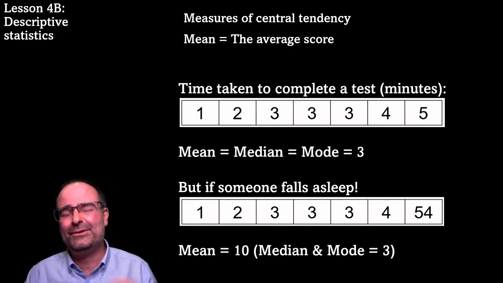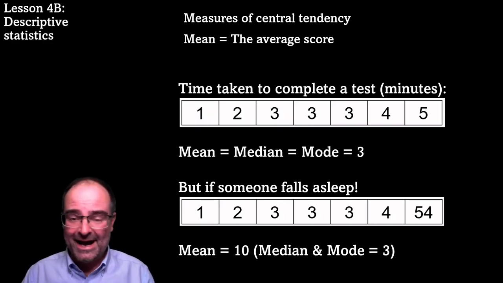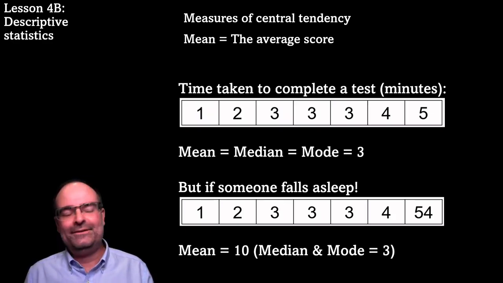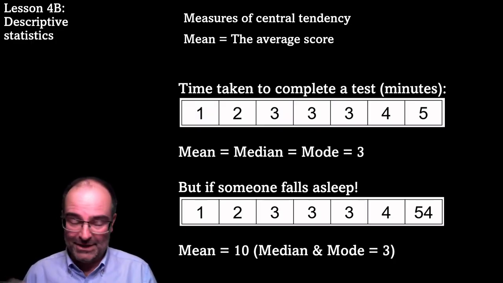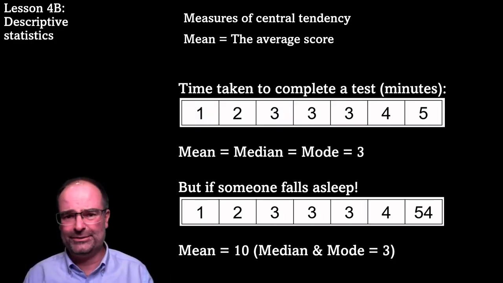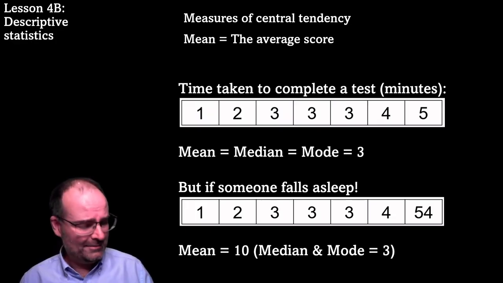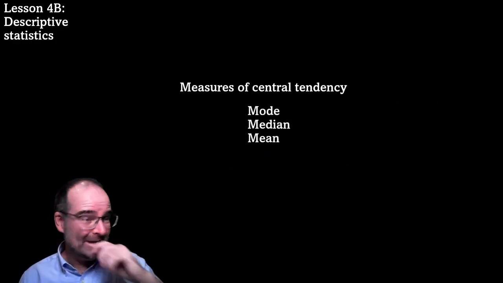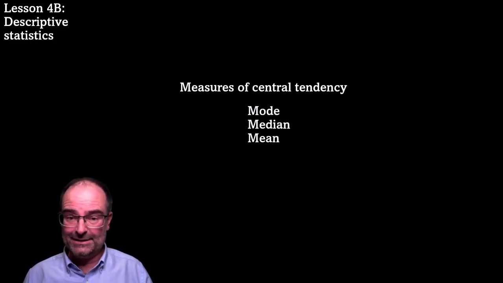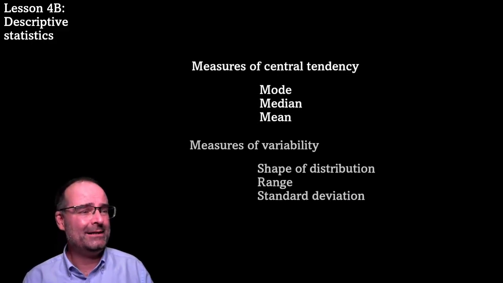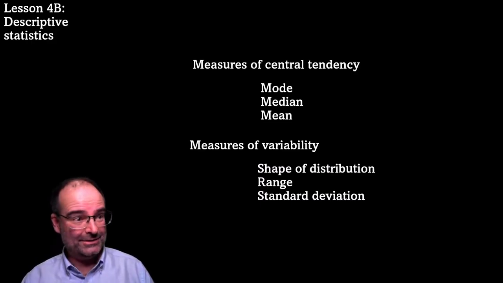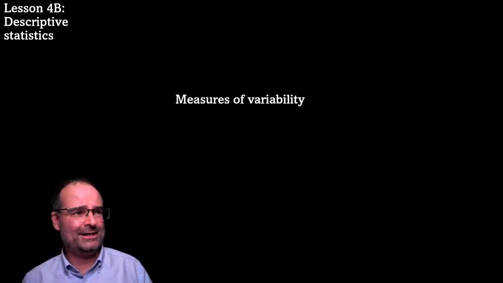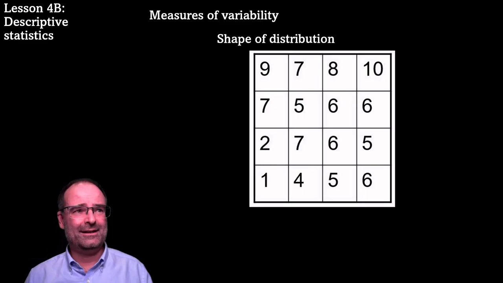Now, of course, in a real study, you can clip the outliers, but even if you are clipping outliers, there's all kinds of means formed by erroneous results, which are going to affect your scores. So that's our measures of central tendency, the mode, the median, and the mean. There are also measures of variability, the shape of the distribution, the range, and the standard deviation. So let me talk about those now.